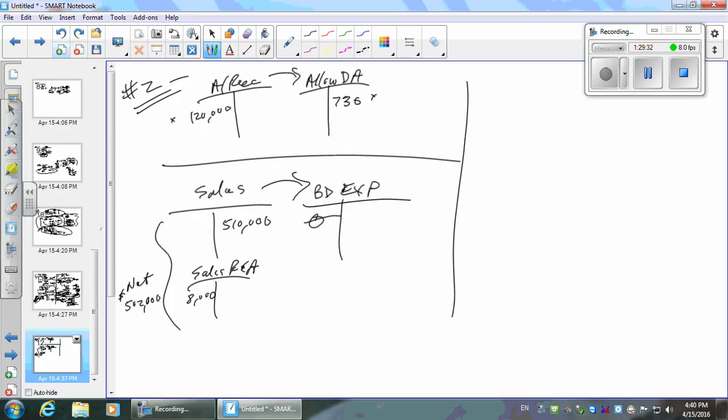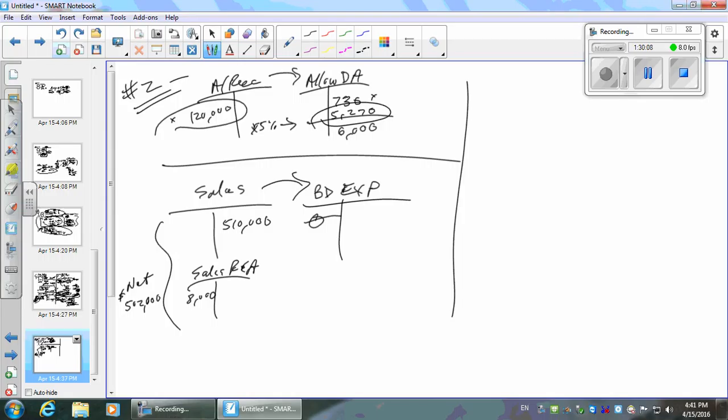Okay. In the first example, it says you're going to estimate 5% of gross receivables. Gross, 120,000. What's 5% times 120,000? What do I want to be 6,000? The allowance, right? How are you going to make your allowance get to be 6,000 if it's only 730? I mean, you're going to add the difference to it. 5,270.